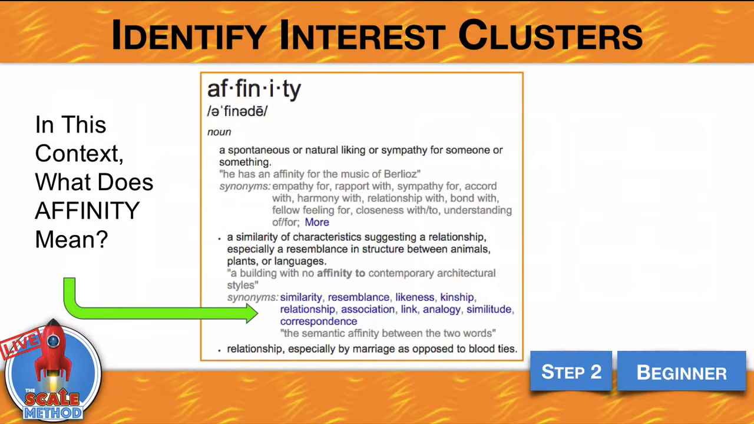Affinity. Well, what we're talking about here is similarity, resemblance, likeness, kinship, relationship, association, and so on. So what we want to be able to figure out is we know who our perfect avatar is, but who may be outside of that avatar, but very closely related. So how can we scale our traffic? Let me give you an example.